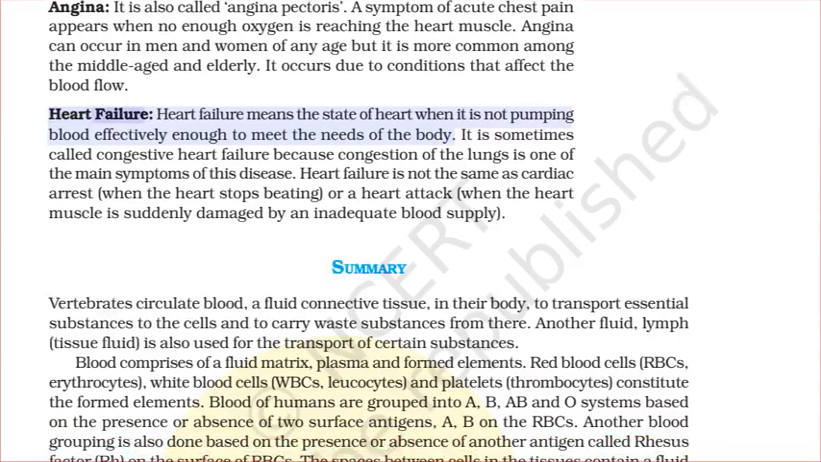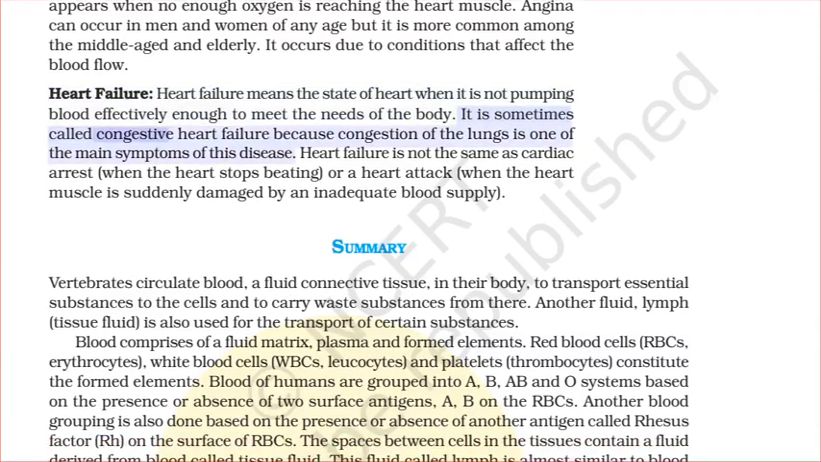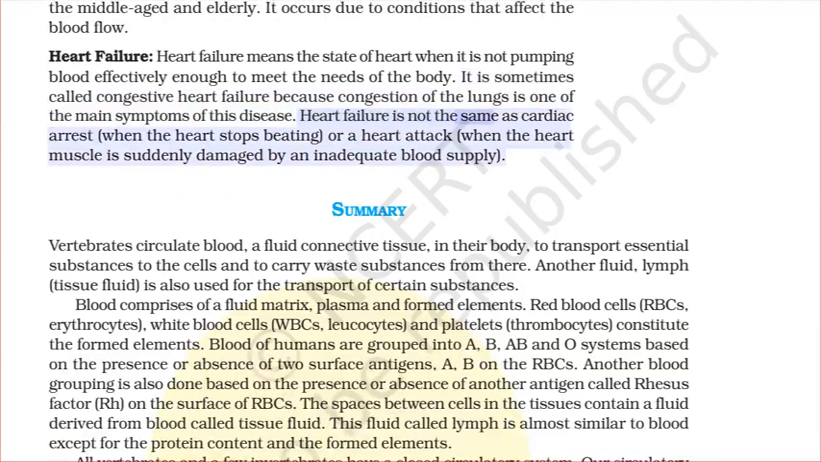Heart failure. Heart failure means the state of the heart when it is not pumping blood effectively enough to meet the needs of the body. It is sometimes called congestive heart failure because congestion of the lungs is one of the main symptoms of this disease. Heart failure is not the same as cardiac arrest, when the heart stops beating, or a heart attack, when the heart muscle is suddenly damaged by an inadequate blood supply.